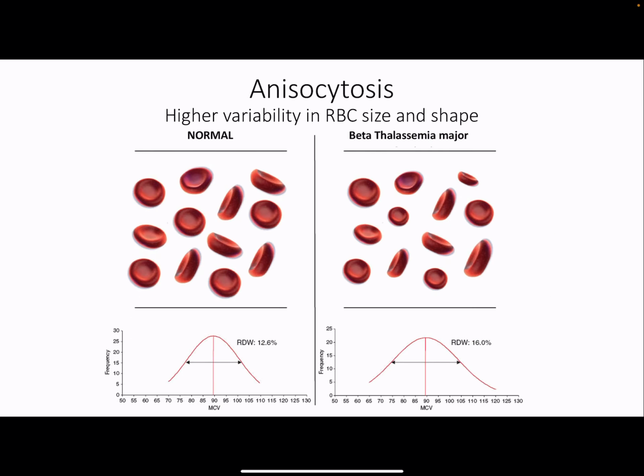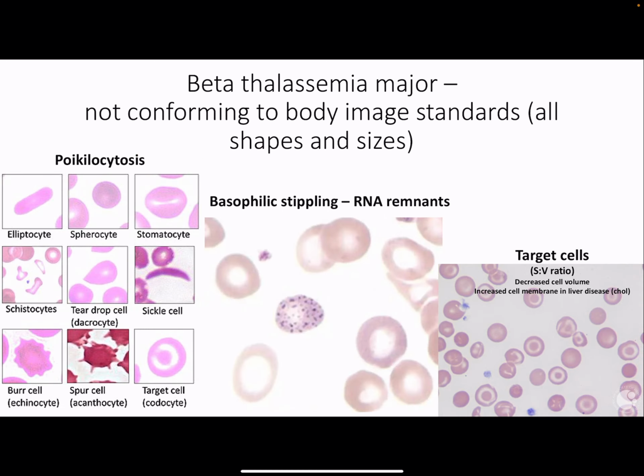So anisocytosis, just the red blood cell width distribution, is going to be all over the place. So you can't really see it so much right here. Let's just imagine this was a little thinner and this was a little wider. So basically, there's just more variability for the beta thalassemia major as opposed to the normal one. So yeah, they can be all sorts of shapes and sizes, and let's just focus on this.